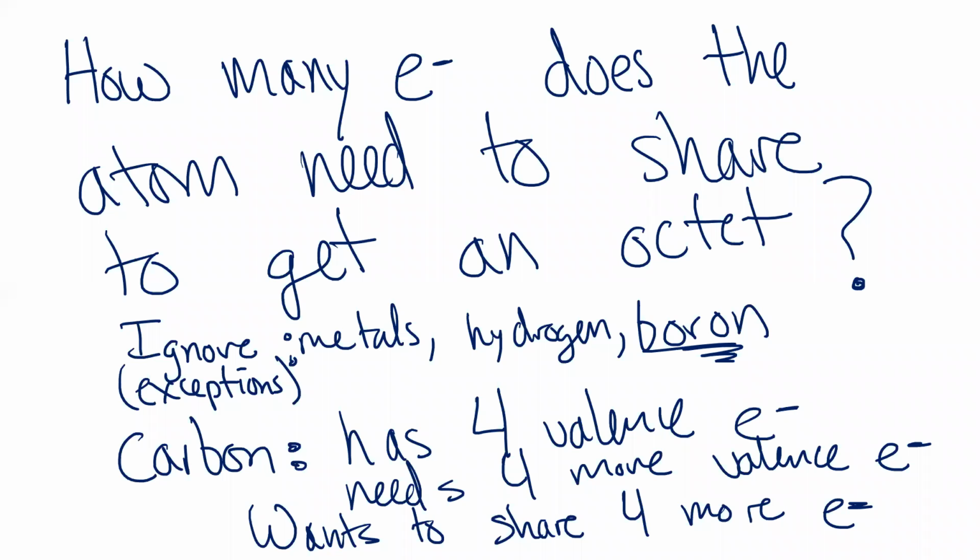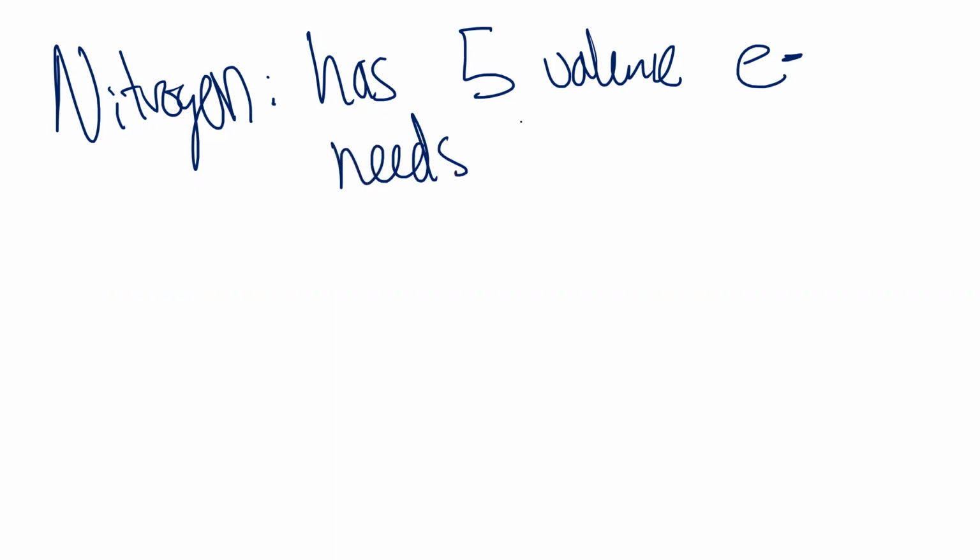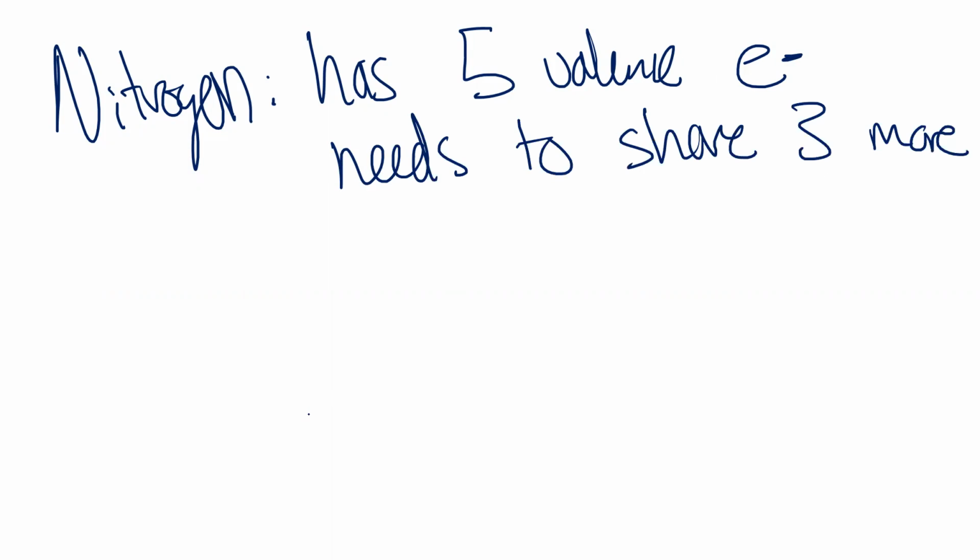Next, we'll just start with that first row of the periodic table after boron. Nitrogen has how many valence electrons? It should be 5. Okay. Carbon had 4, nitrogen had better have 5. It needs to share 3 more to reach an octet. So therefore, it's going to find ways to share 3 more electrons. That's what it's looking for.